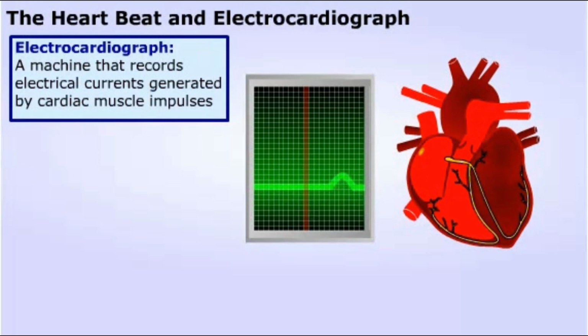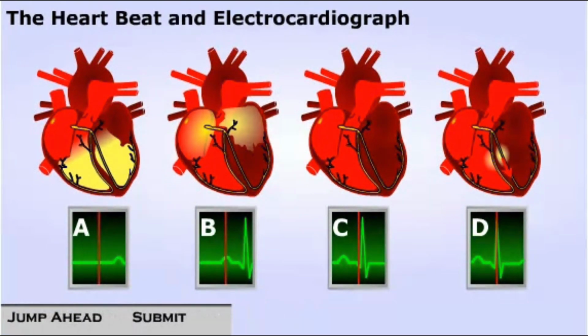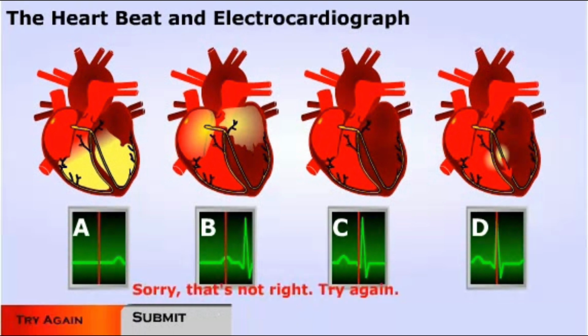Now that we've looked at the electrocardiograph trace of the heartbeat, see if you can match up the different phases of the electrocardiograph with the correct part of the heart cycle. Click Submit to see if you are correct. That's right. Sorry, that's not quite right. Think about what the spikes on the electrocardiograph represent and try again.